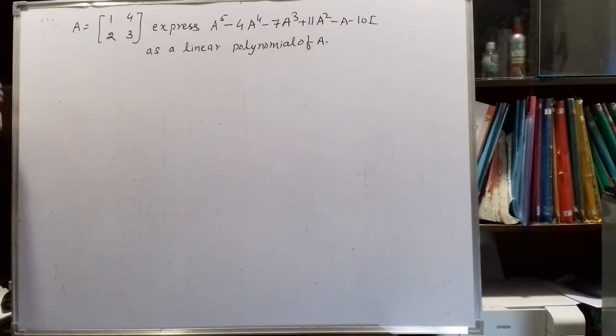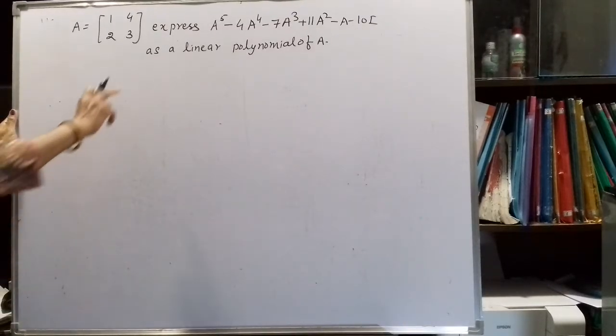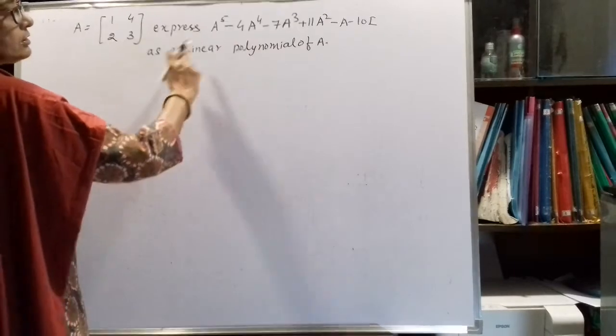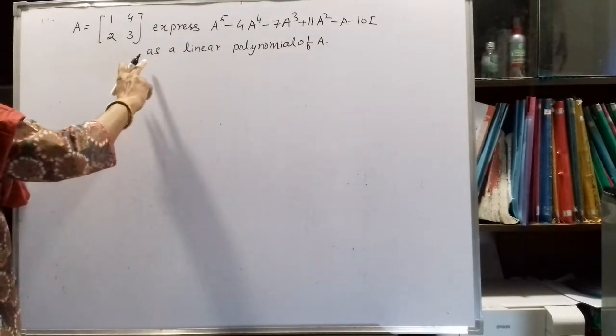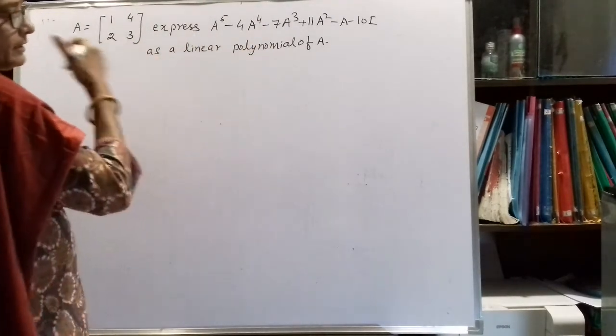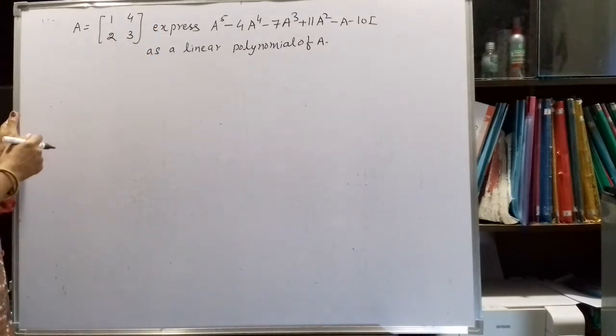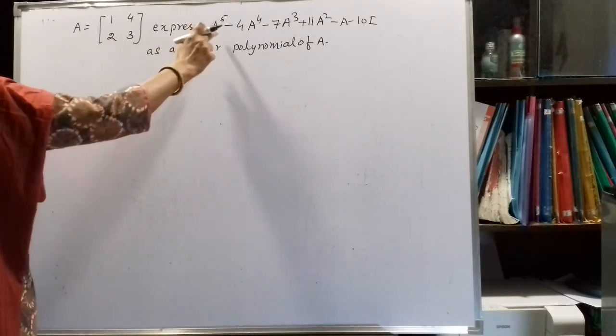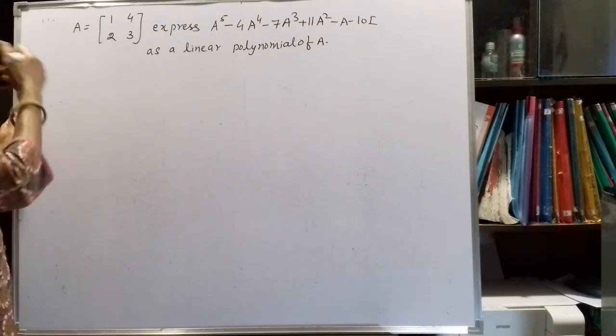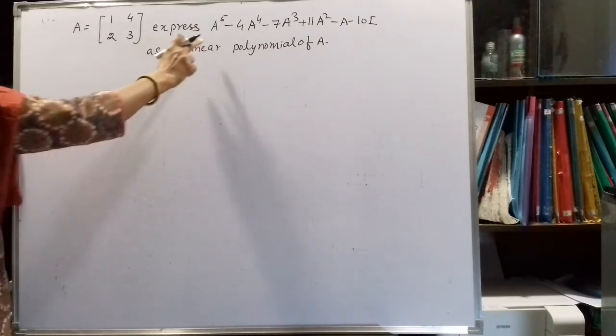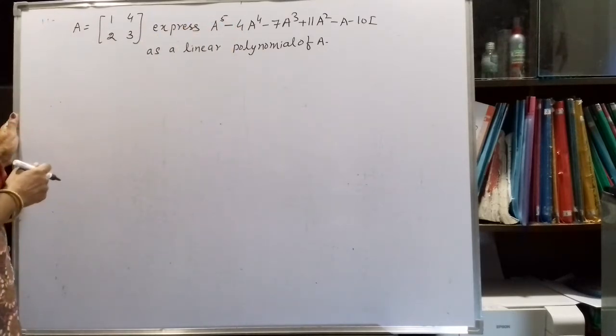Given that A is the matrix [1, 4; 2, 3], we have to express this expression, which is of power 5, as a linear polynomial of A. That means we have to reduce the power of A. Here the highest power is 5. Using the Cayley-Hamilton theorem, we have to reduce it to the form of a linear polynomial.